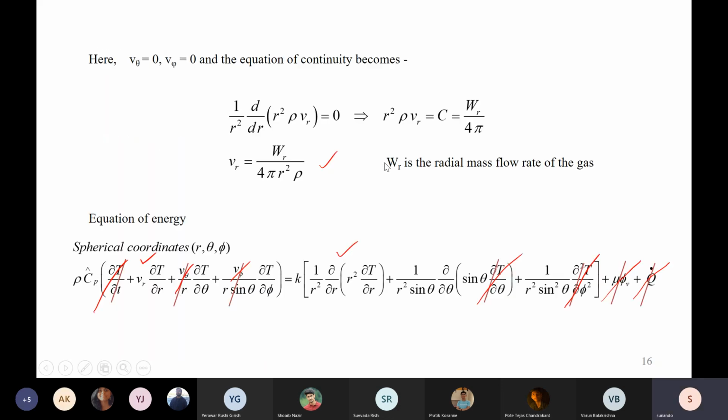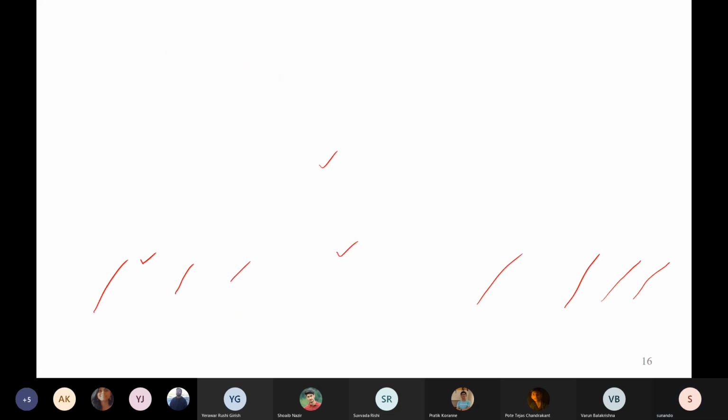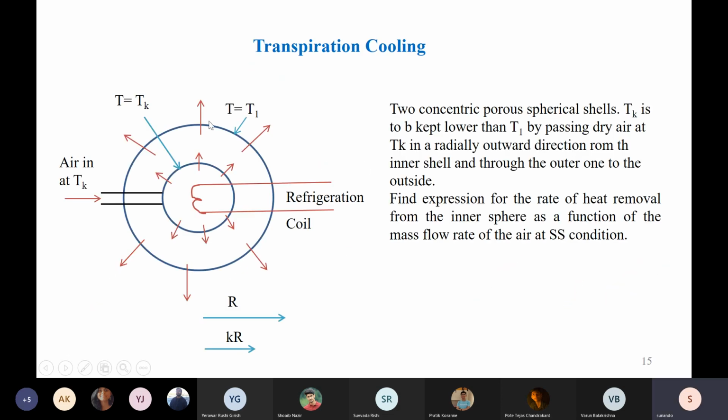I'll go back to this. If kappa is finite, but R is infinite, what does this situation become? You have a very slow flow of air, and you also have the outer sphere being infinite with the temperature being equal to T1. Did you solve this problem before?